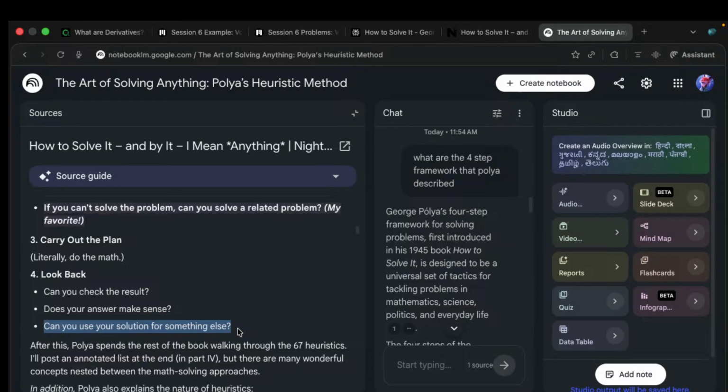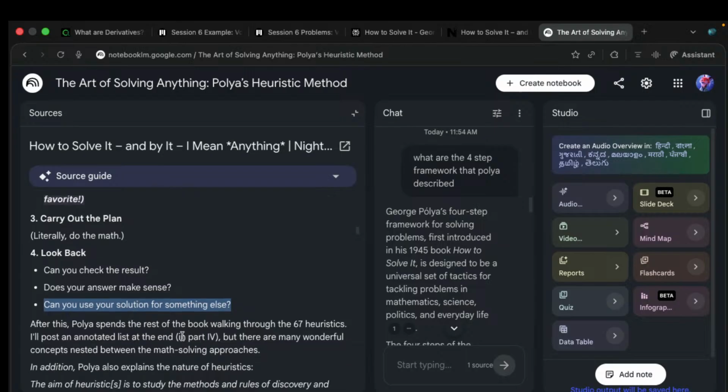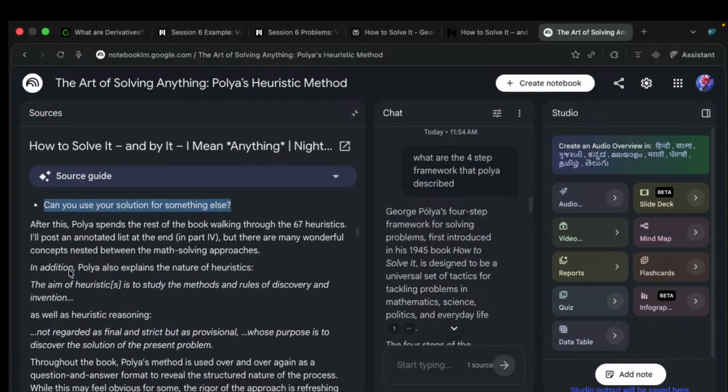Can you use a solution for something else? After this, Polya spent the rest of the book walking through 67 heuristics. Okay, but there are many wonderful concepts nested between the math solving approaches. In addition, Polya also explains the nature of heuristics.